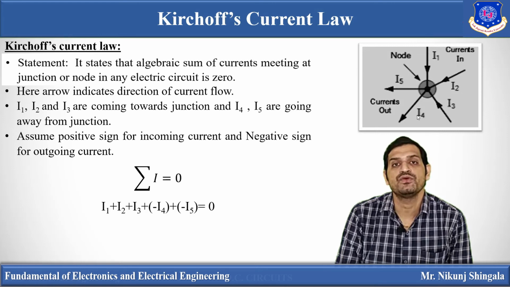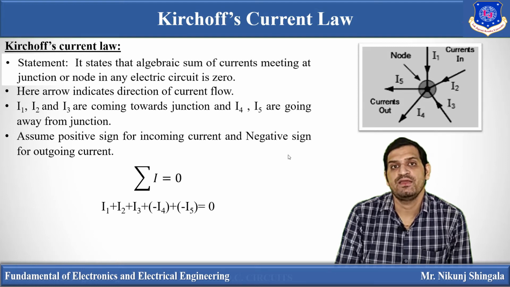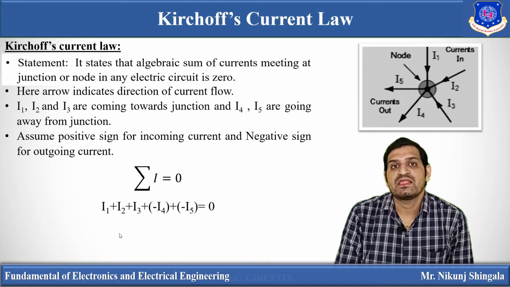Why? Because we have assumed the outgoing current sign as a minus sign, plus minus I5 is equal to 0. Here I4 and I5 contain the negative sign because we have assumed that outgoing currents are negative ones. So we can write I1 plus I2 plus I3 is equal to I4 plus I5. Now I1, I2 and I3 are the incoming currents, and I4 and I5 are the outgoing currents.